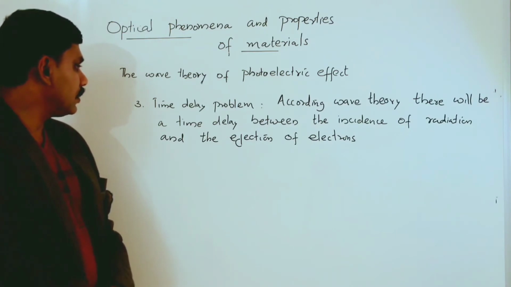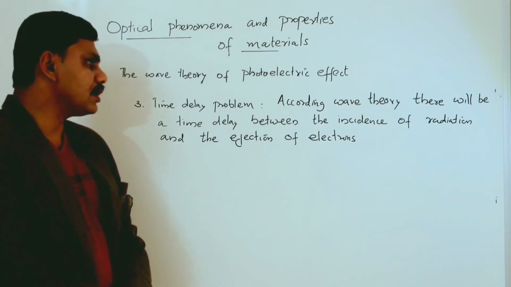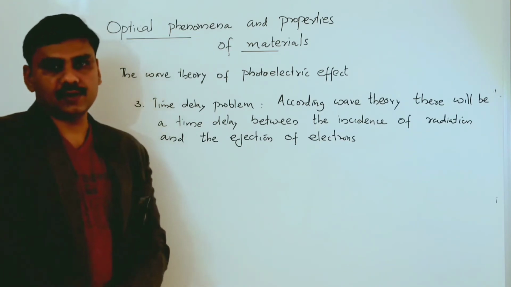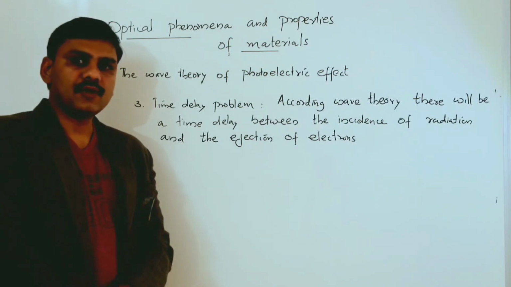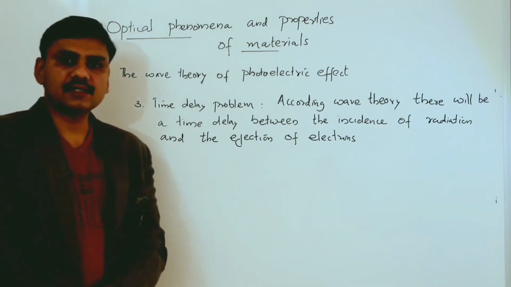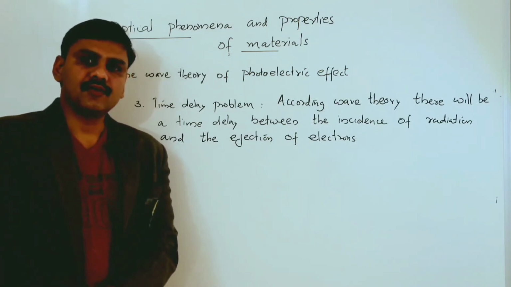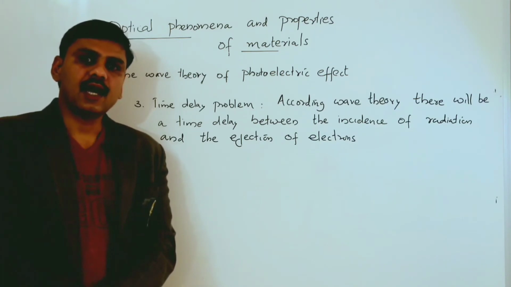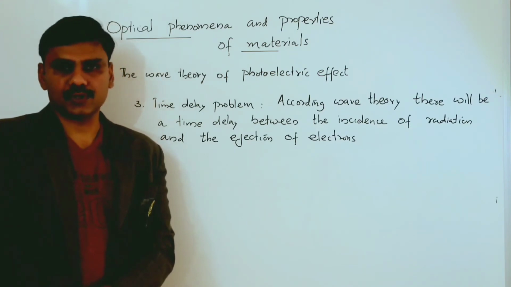The third failure is the time delay problem. According to wave theory, there will be a time delay between the incidence of radiation and the ejection of electrons. That means when light falls on the metal surface, there will be a time delay between the falling of radiation and the ejection of electrons. But experiments proved that the photoelectric effect is an instantaneous process. That means there is no time delay between the falling of radiation and the ejection of electrons.